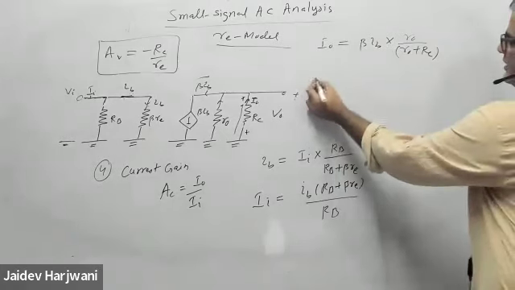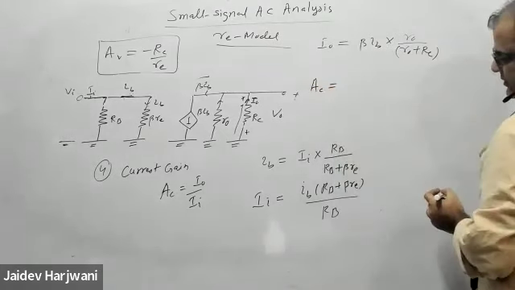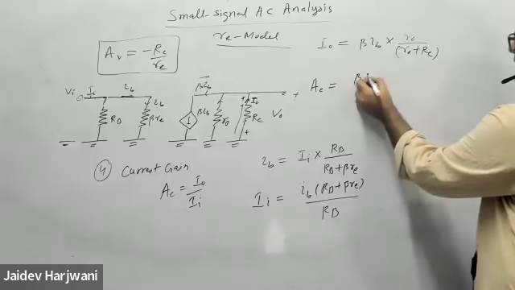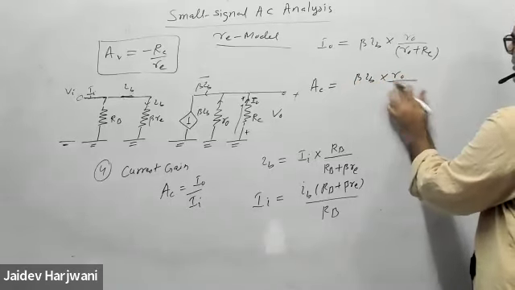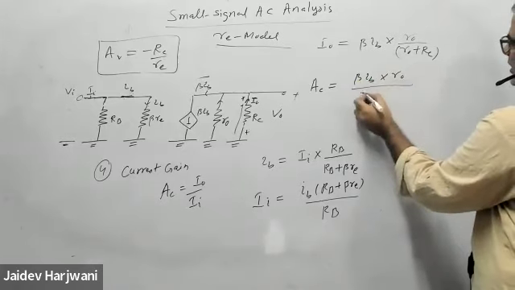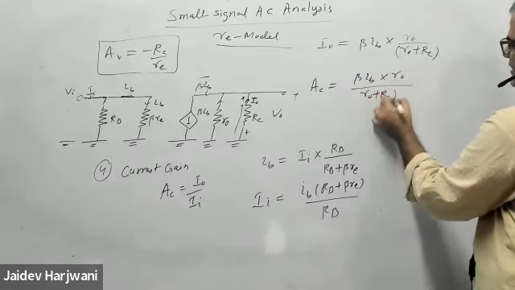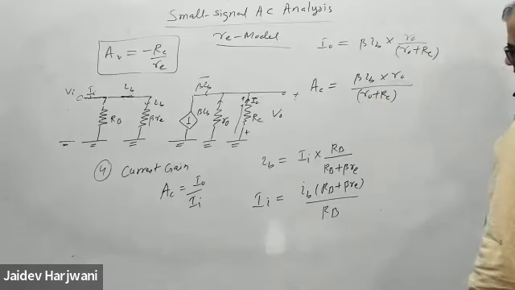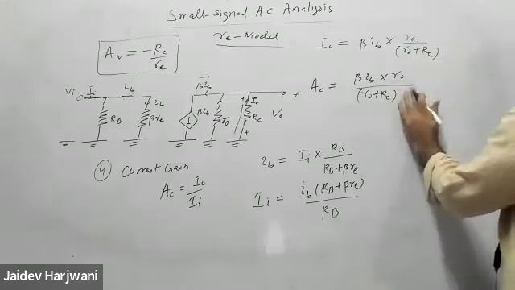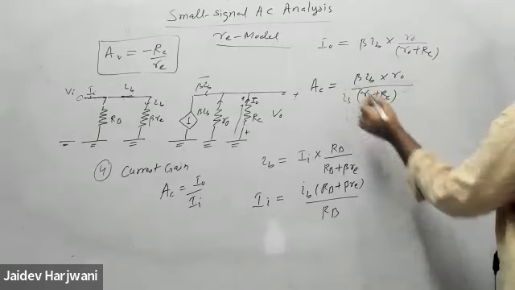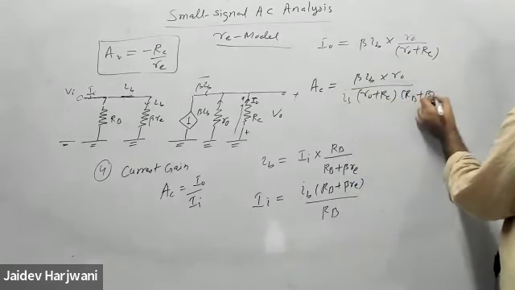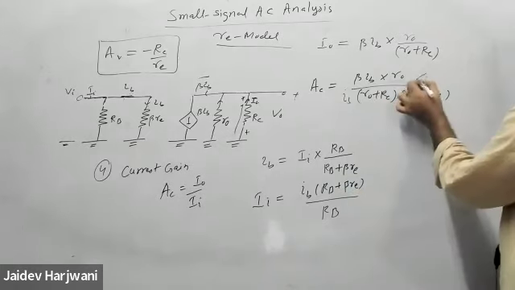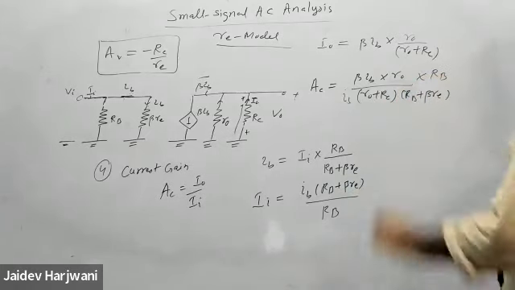Now gain AC will become beta IB into R naught upon R naught plus RC, divided by IB into RB plus beta RE, upon RB.